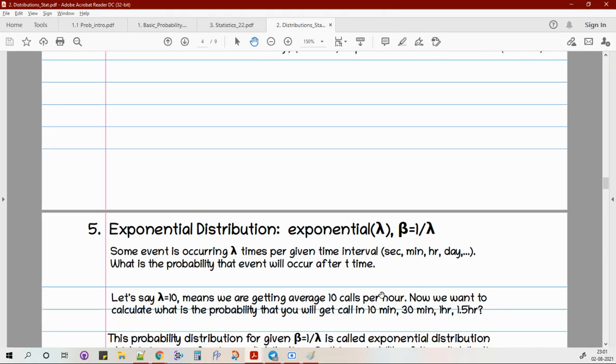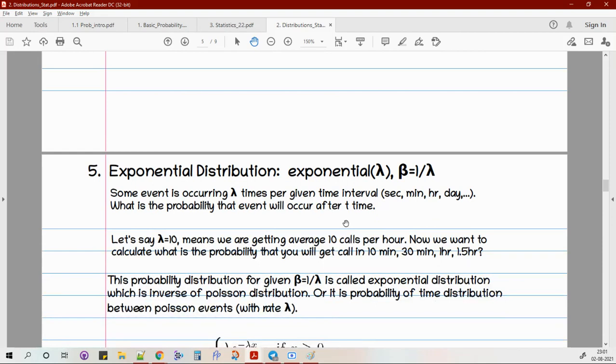Now the lambda is nothing but calls per hour, calls per minute, right? That is 10 calls per hour or 8 calls per hour, like that. But the beta is the exact reverse of it, or the exponential distribution is the exact opposite of the Poisson distribution. How? The beta is saying something like this: what is the probability of the time interval, how the time interval is distributed between two calls.